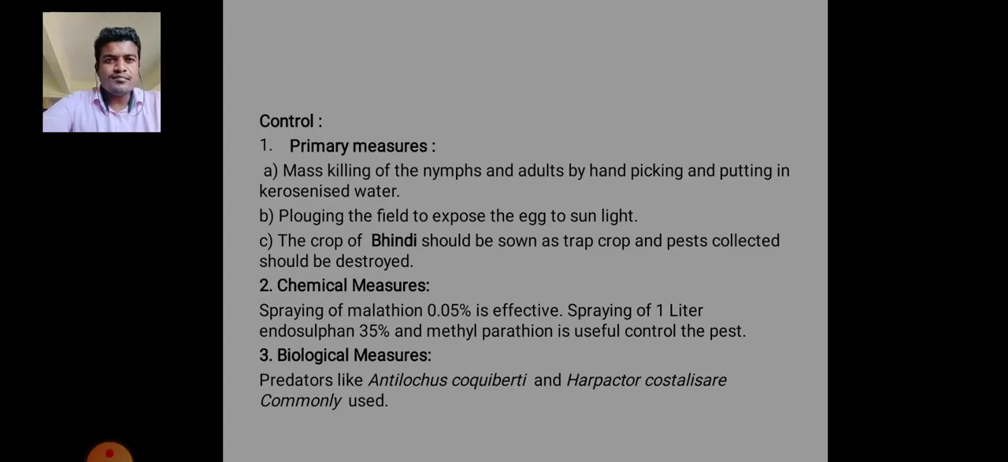These predators, given here under the biological measure, attack the larval form of the red cotton bug and reduce the number of red cotton bugs in the farm. And once the population of red cotton bug is removed from the farm, the growth and development of the cash crops, that is cotton, sugarcane, maize and bhindi, will take place. So it was about the red cotton bug.